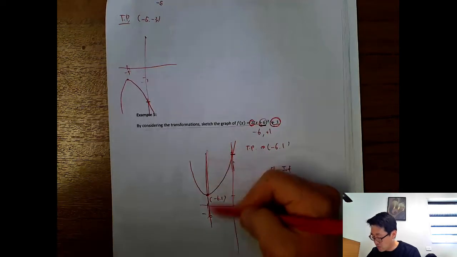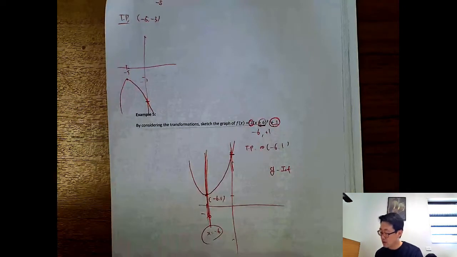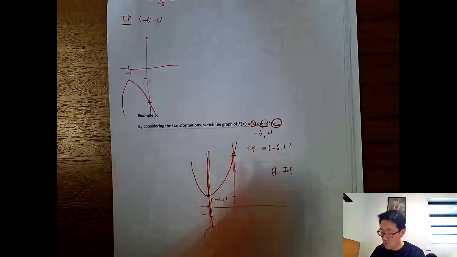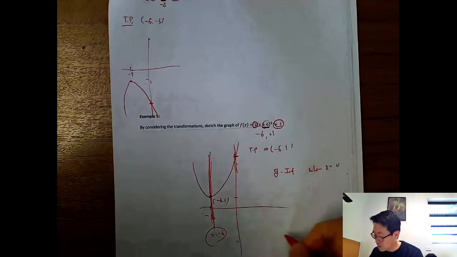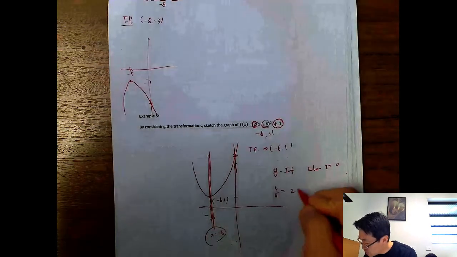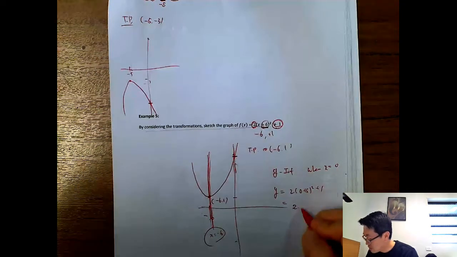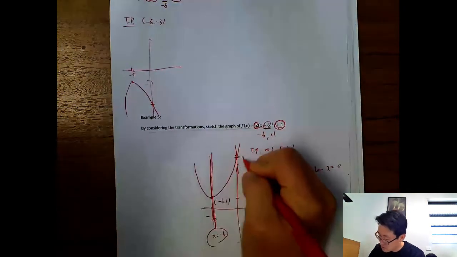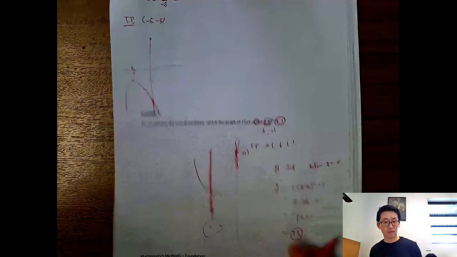Therefore, axis of symmetry is x equals -6. Yeah. And there is no x-intercept. All I have is y-intercept. When x equals 0, you plug in y equals 2 times (0 plus 6) squared plus 1, 2 times 36 is 72, plus 1 is 73. So that's 73. Okay. Simple enough? Yes. Next one.